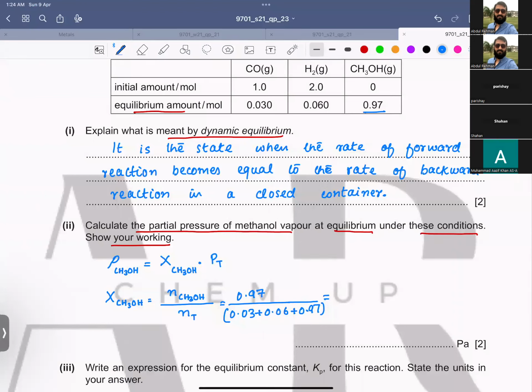Yes, can anyone calculate it? Sir, 33.7. Beta, we are finding the mole fraction, and remember mole fraction is always lower than 1, so it means you did some mistake. Calculate it again.